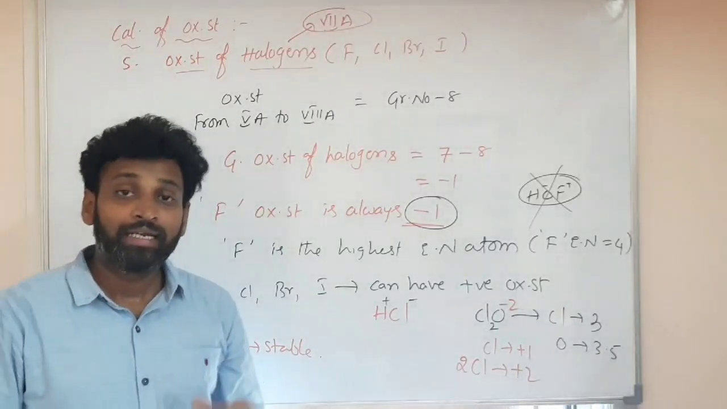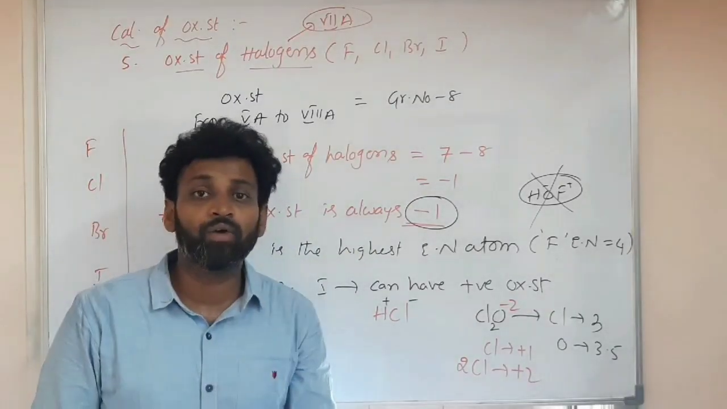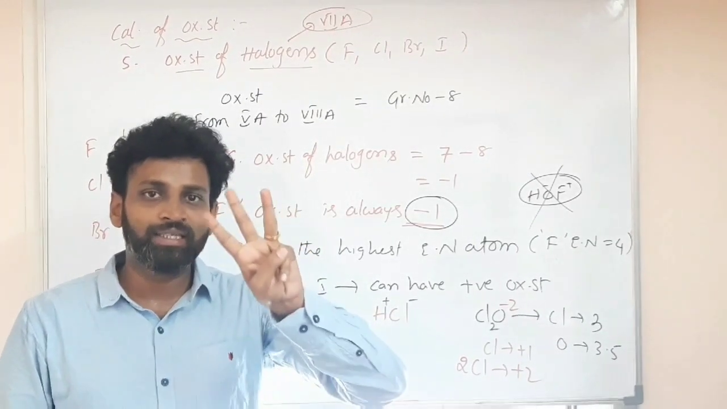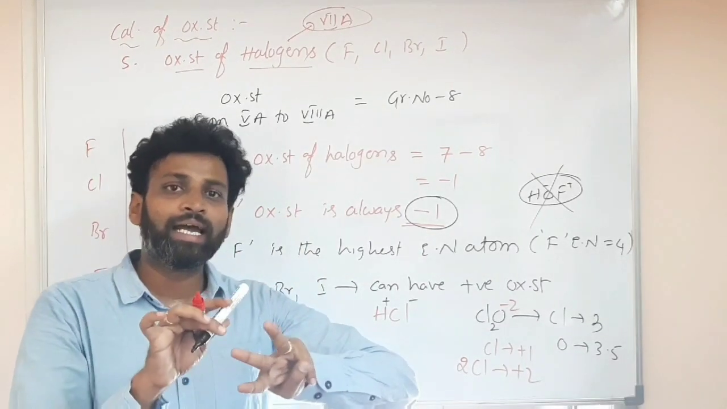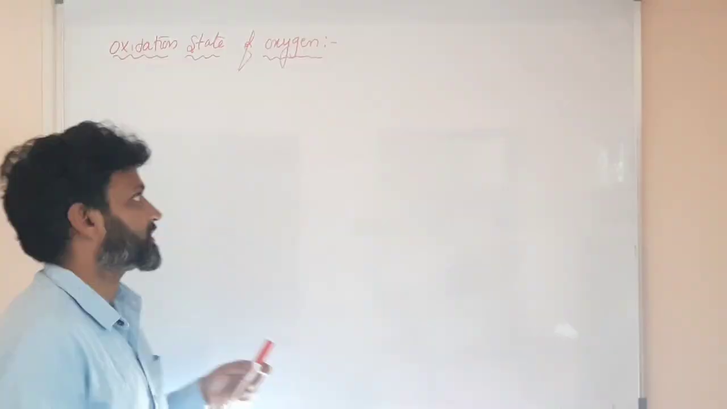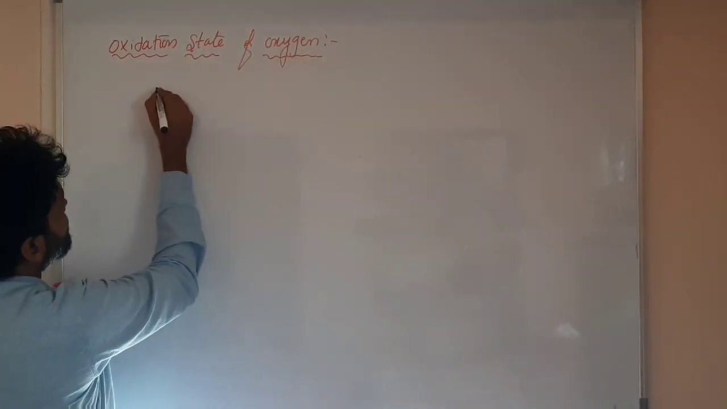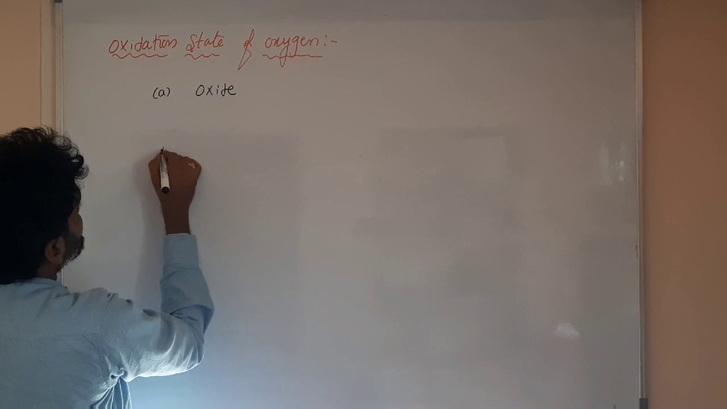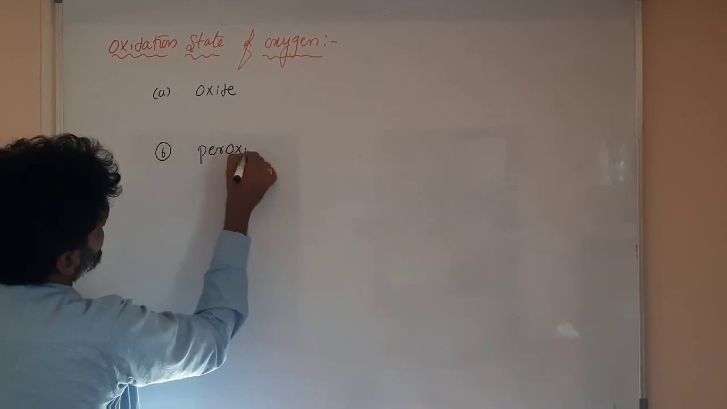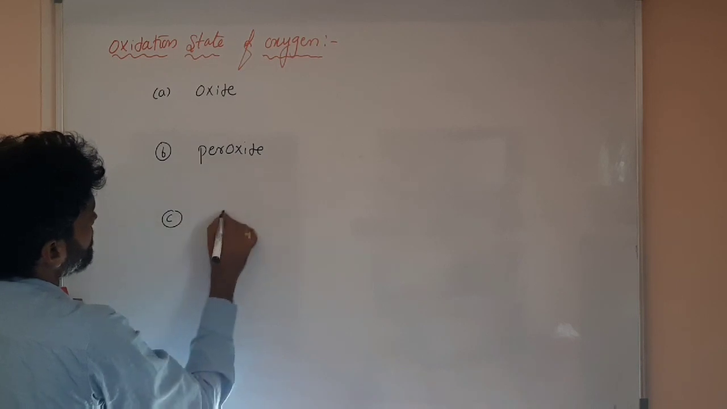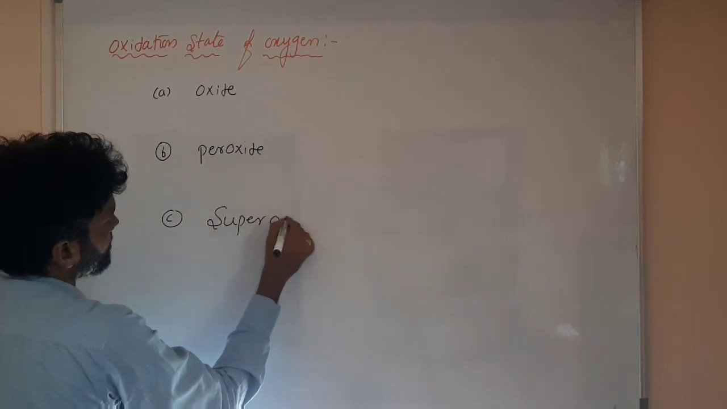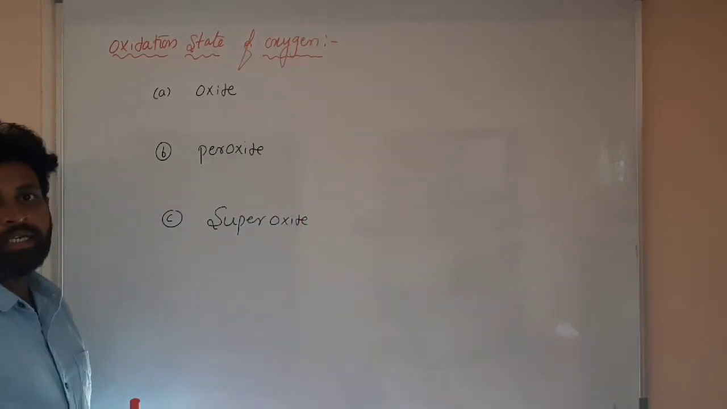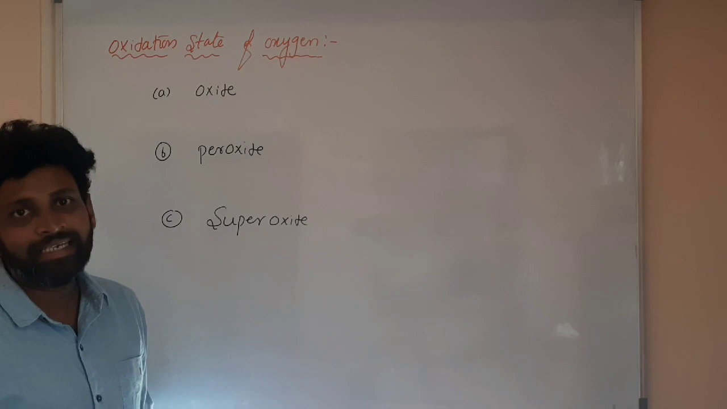Next we have to discuss the oxidation state of oxygen. Oxygen exists in three types: oxide, peroxide and superoxide. Actually, oxygen exists in three ways: as oxide, peroxide, and superoxide. These are the three ways in which oxygen exists.